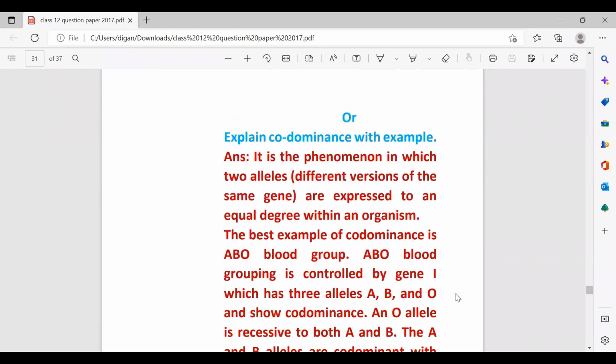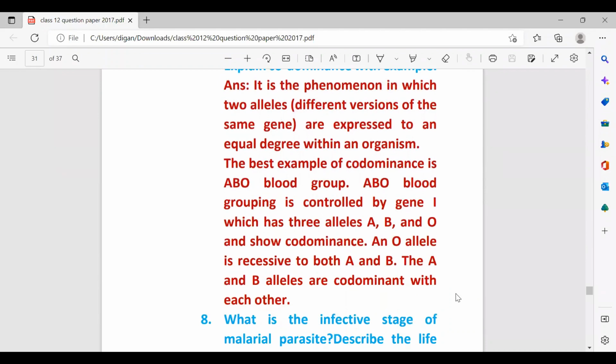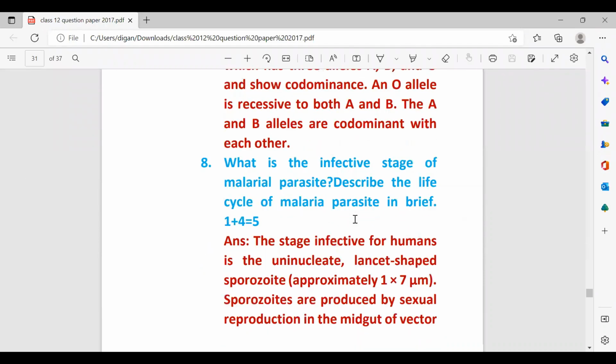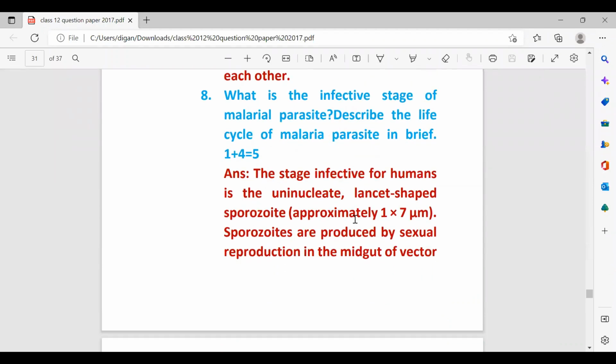Explain codominance with example. Codominance means the phenomenon in which two alleles are expressed to an equal degree within the organism. So in offspring, both the alleles can express themselves equally. And the best example of codominance is the ABO blood group. What is the infective stage of the malaria parasite?